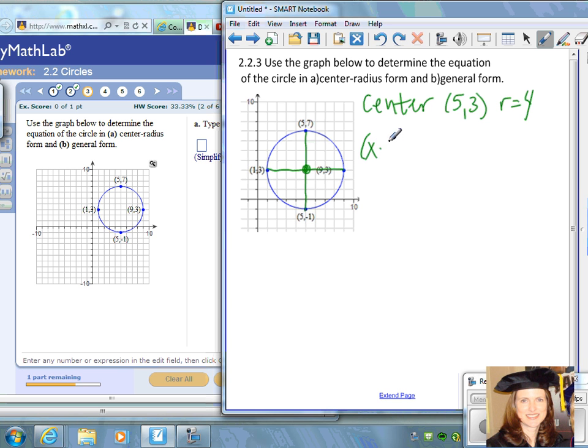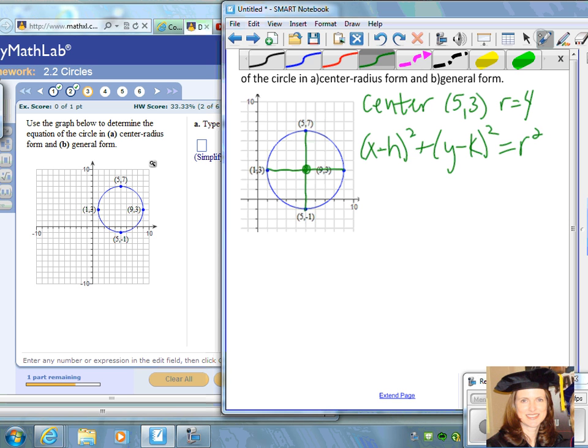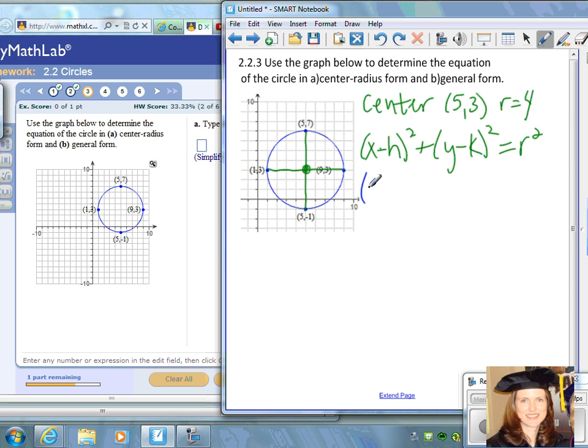Plug that into the center radius form for a circle. And we get x minus 5 quantity squared plus y minus 3 quantity squared is equal to 4 squared, which is 16. Let's check our answer.